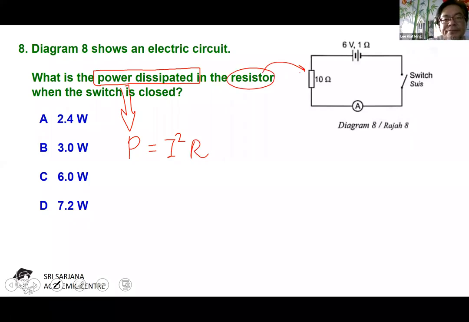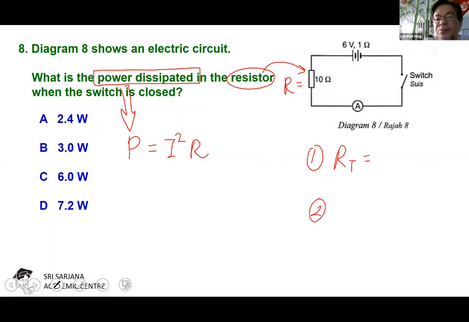They want the resistor. This is the resistor, so I'm going to put a big R there, not internal. But you still need to go through all the step 1, step 2 to find current. Step 1, total resistance: it will be the big R plus small r. Big R will be 10 here, and small r will be 1 here. So you need to add up. You don't add up, then you are wrong.